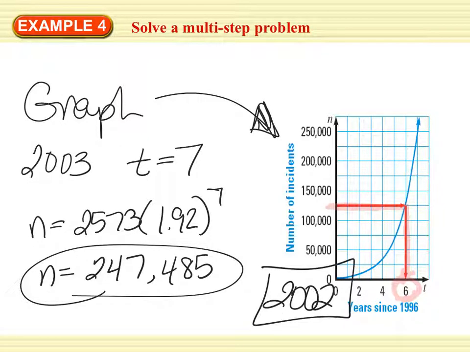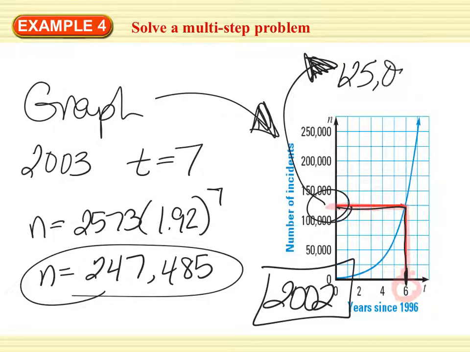So the second part of that question where it said estimate the number of incidents in 2002, that's t equals 6. So the amount of incidents, I had to go back and reread the question, I'm sorry, is approximately 125,000.